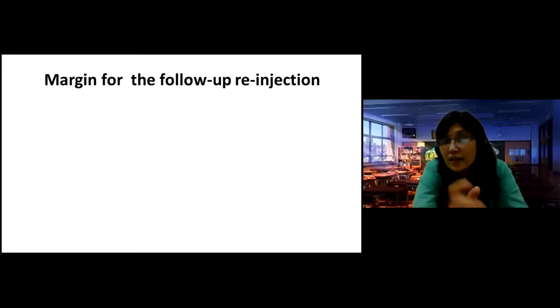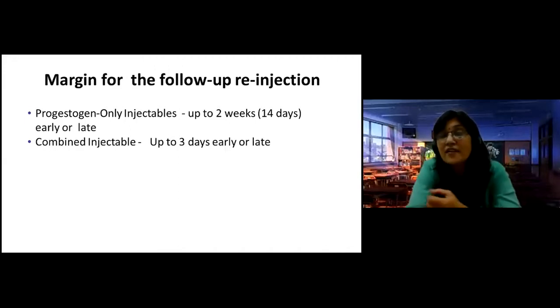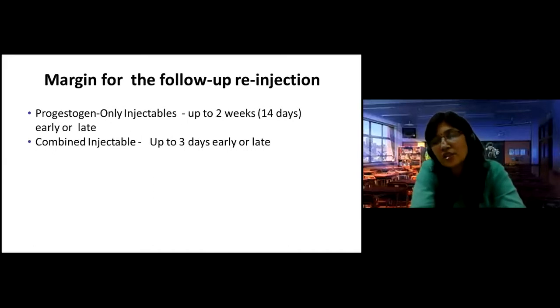With the DMPA, you can wait for a 2 week period, almost 14 days, if she doesn't come to you within the 3 months time. But for combined, she has to come within the next 3 days itself. So it's important to note that for combined CICs, otherwise there is a high failure rate. And because the follicles will start recruiting within the 3 days itself, you have to give the injection within the 3 days itself.